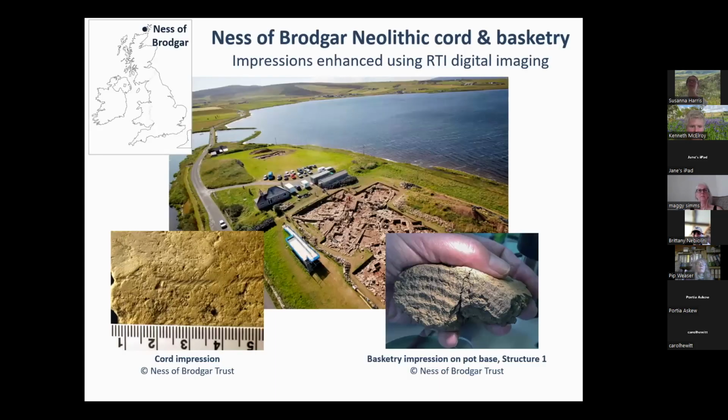And I want to start at the Ness of Brodgar, which is an ongoing excavation up in the Orkneys. And it's been hugely important for understanding the Neolithic. So here we're looking at the period before the Bronze Age, and we're looking at the information I'll talk about of around 3000 BCE.